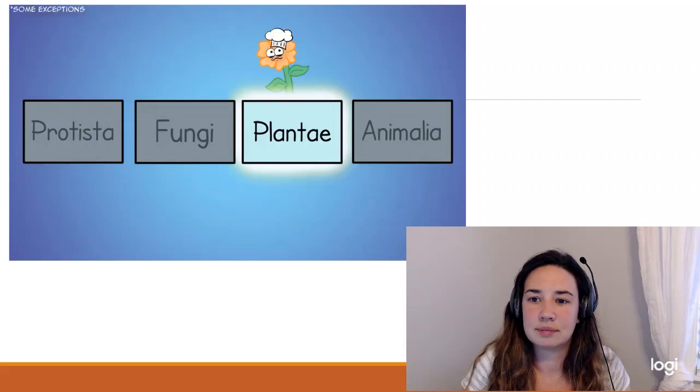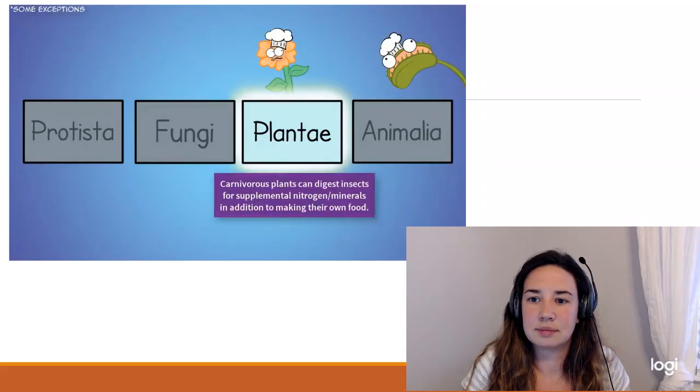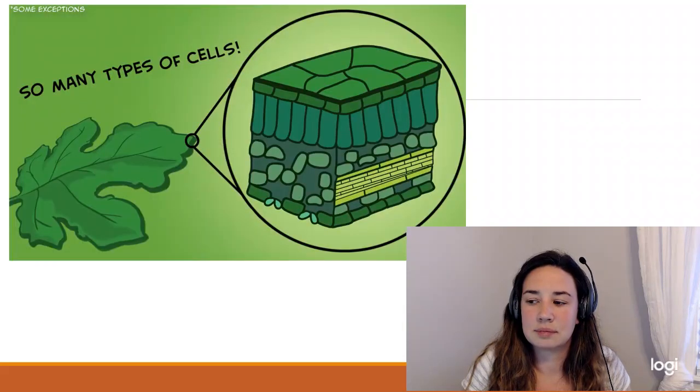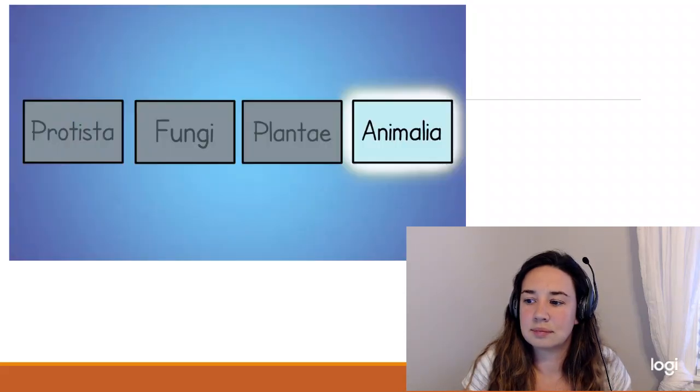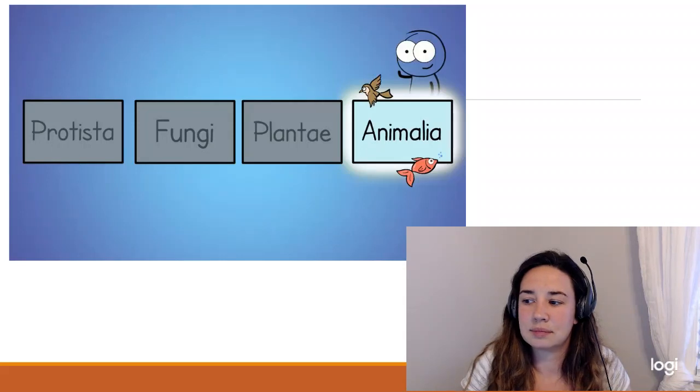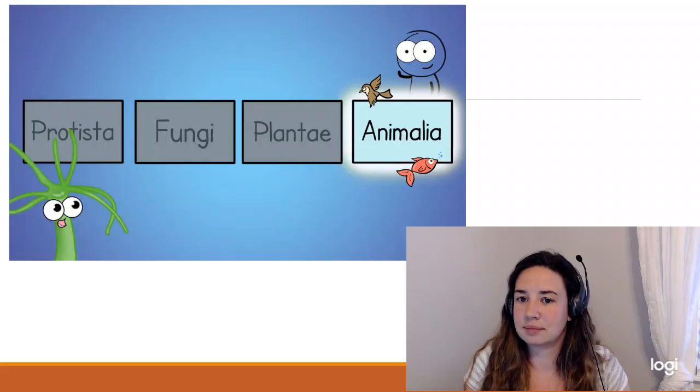Next up, Plantae. Plants are autotrophs. Yes, even the carnivorous plants, because they still make their glucose from sunlight energy. Plants are, for the most part, multicellular, and most have cell walls of cellulose. Finally, last up, Animalia. Animals. Okay, Hydra, you can come back. This mostly multicellular and heterotroph kingdom is the kingdom to which you belong.